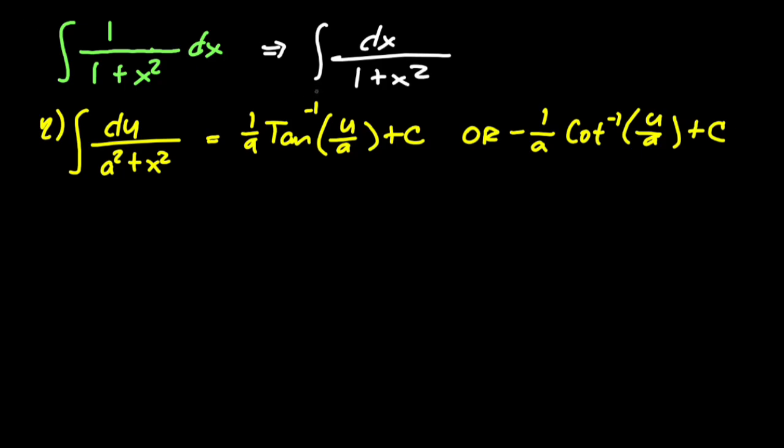Now, let us assign our a squared here and x squared value. According to this formula, a squared here is 1 and x squared.